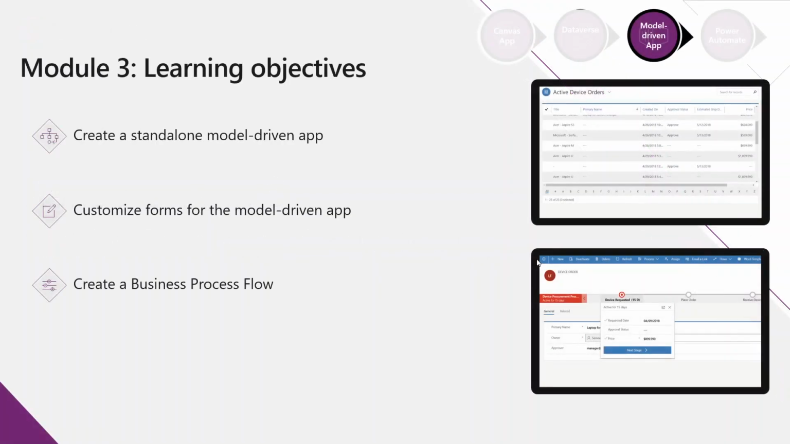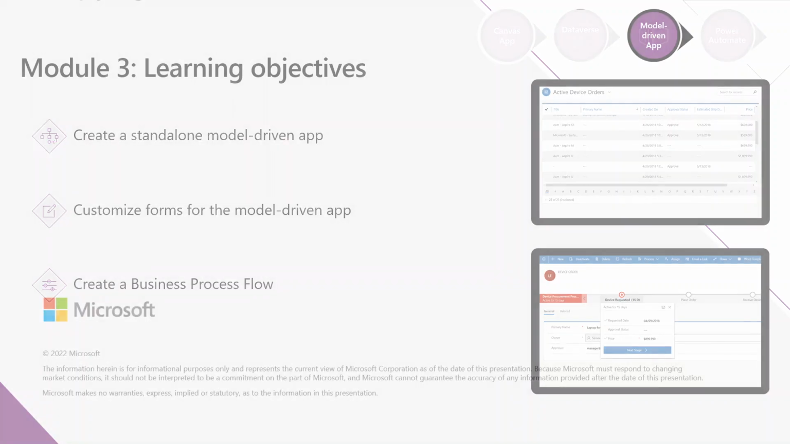That is the end of module, it's actually module 4 in our environment, but it's lab number 3. So you've created a standalone model-driven app in the lab. We've shown you how to customize forms for the model-driven app, and you've created a business process flow that guides the users through that business process.